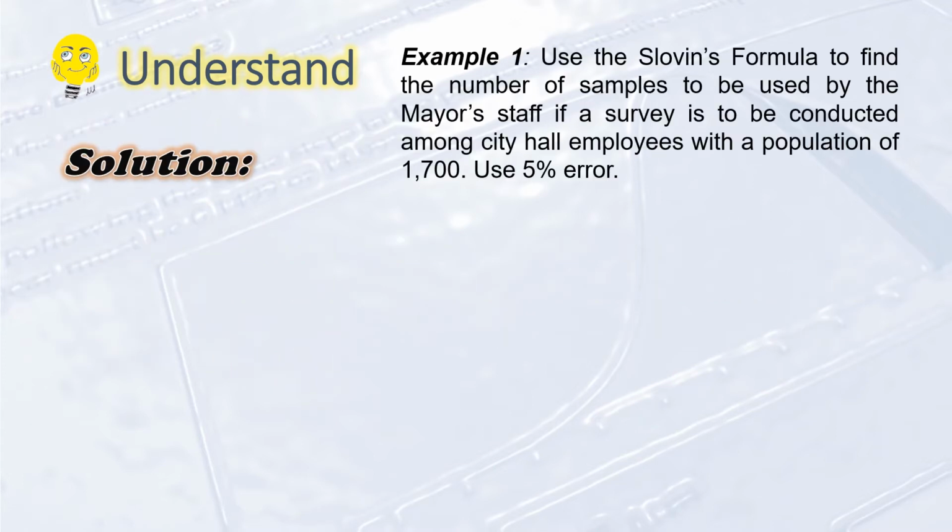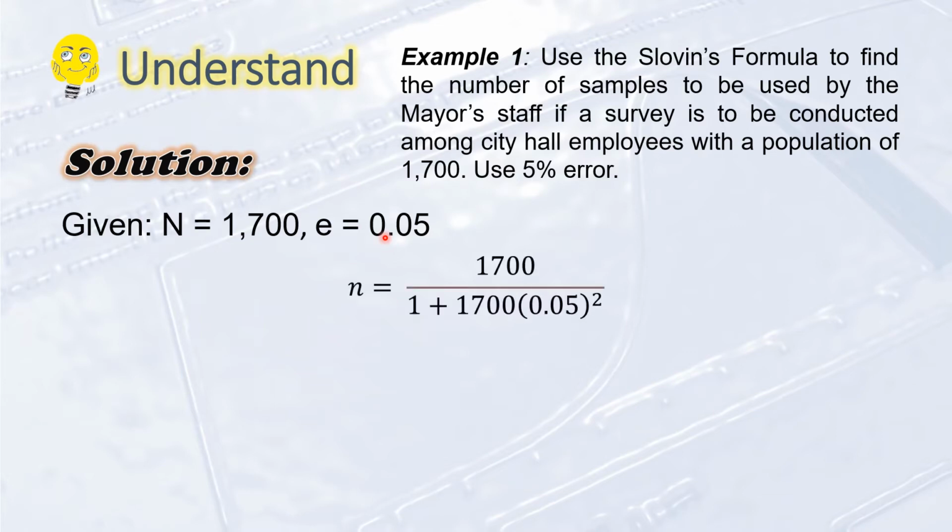Here is our suggested solution. From the information given, capital N, or the population, is 1,700, and we are asked to use the error tolerance level at 5%, so we have E equal to 0.05. Substituting these values to the given Slovin's formula, we have small n, or the sample size, equals 1700 over 1 plus 1700 times 0.05 squared.